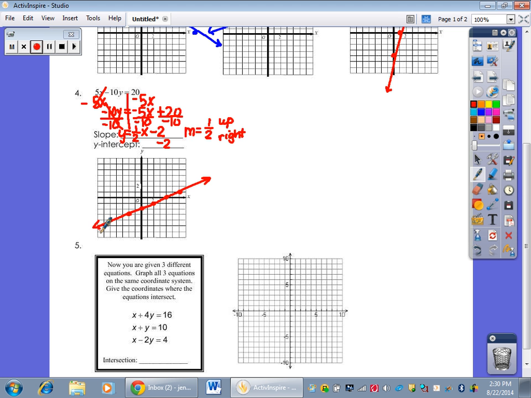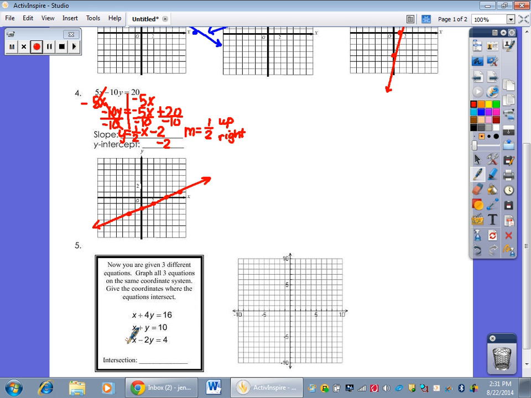All right, number 5 was a challenge problem. Hopefully you tried it. You're given 3 different equations, and you have to graph all of them on the same graph and see where the point of intersection is. Okay, point of intersection is where they all cross. Notice that all three of the lines are not in y-intercept form, slope-intercept form. So we're going to have to change every single one of those.